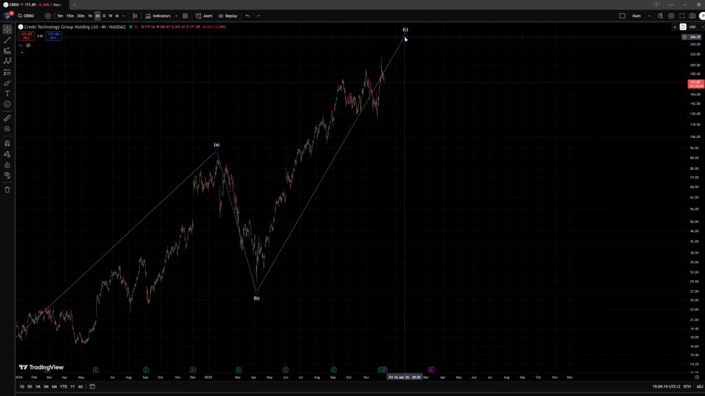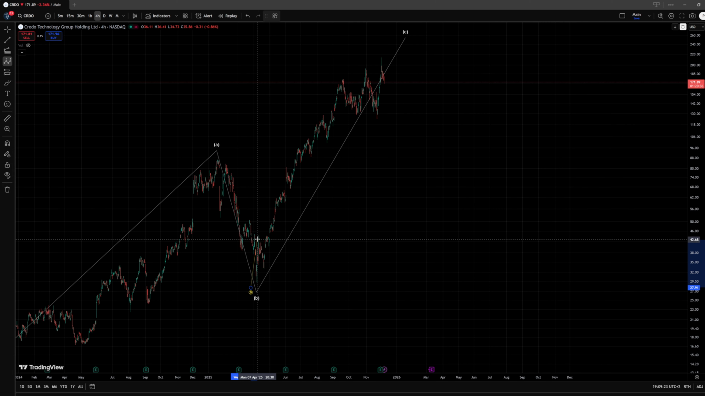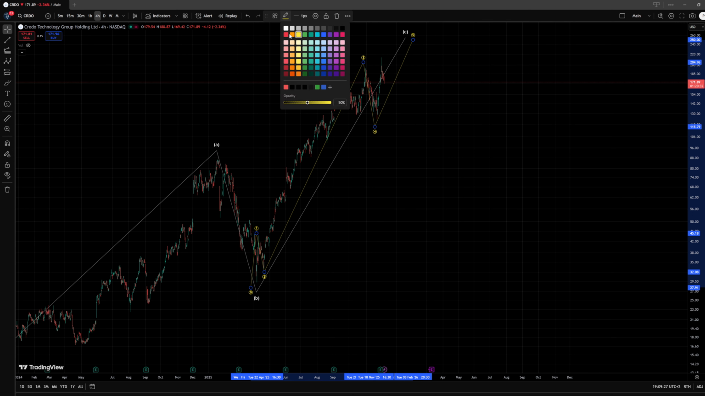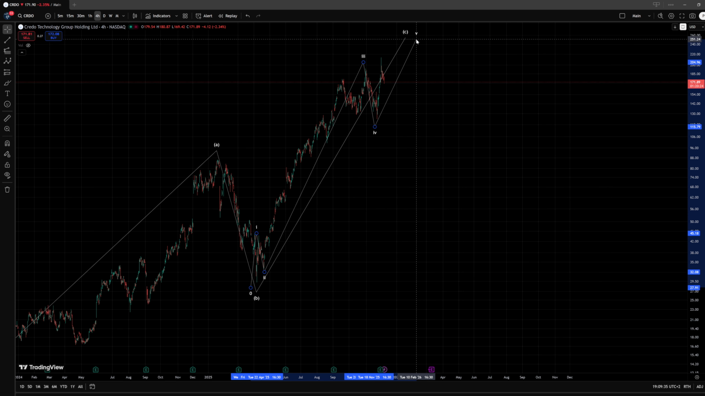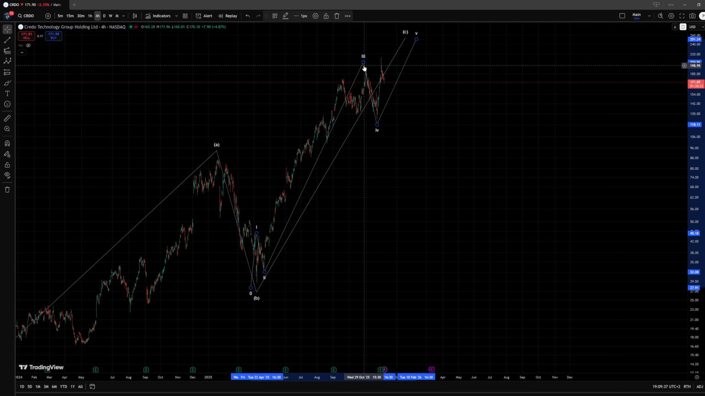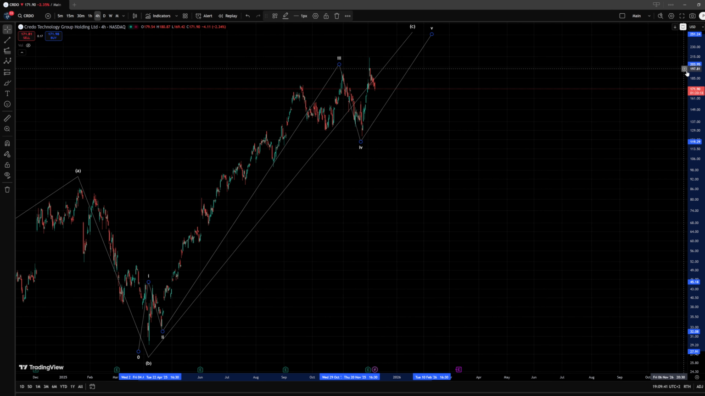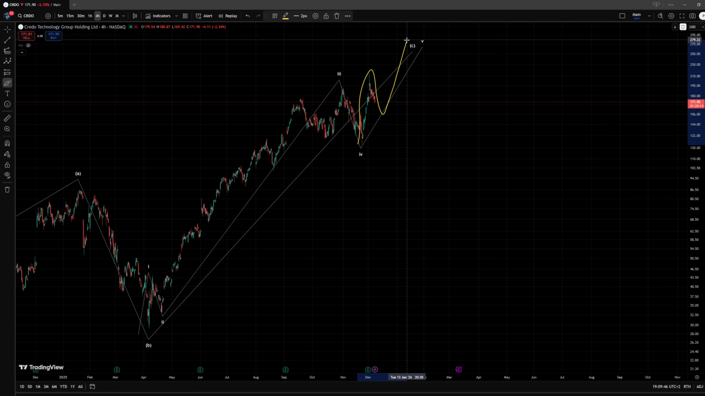Now, since it is a wave C, even though it is unfolding in an ending diagonal, I am still looking for a 5-wave structure to be built within this area. I would actually still prefer for us to form another high within this 5th wave to the upside, where I believe we have most likely already topped within the wave 3. We have formed here the wave 4, and I'm looking for an ABC structure here in the 5th wave.